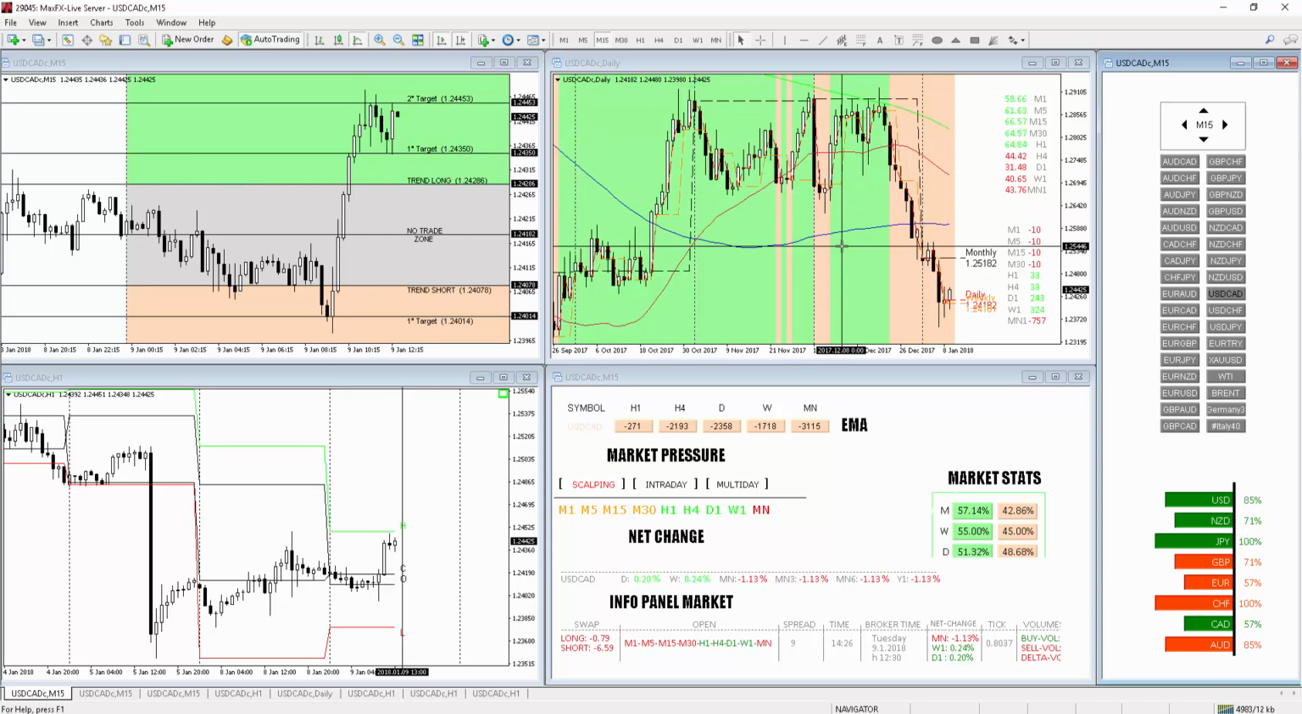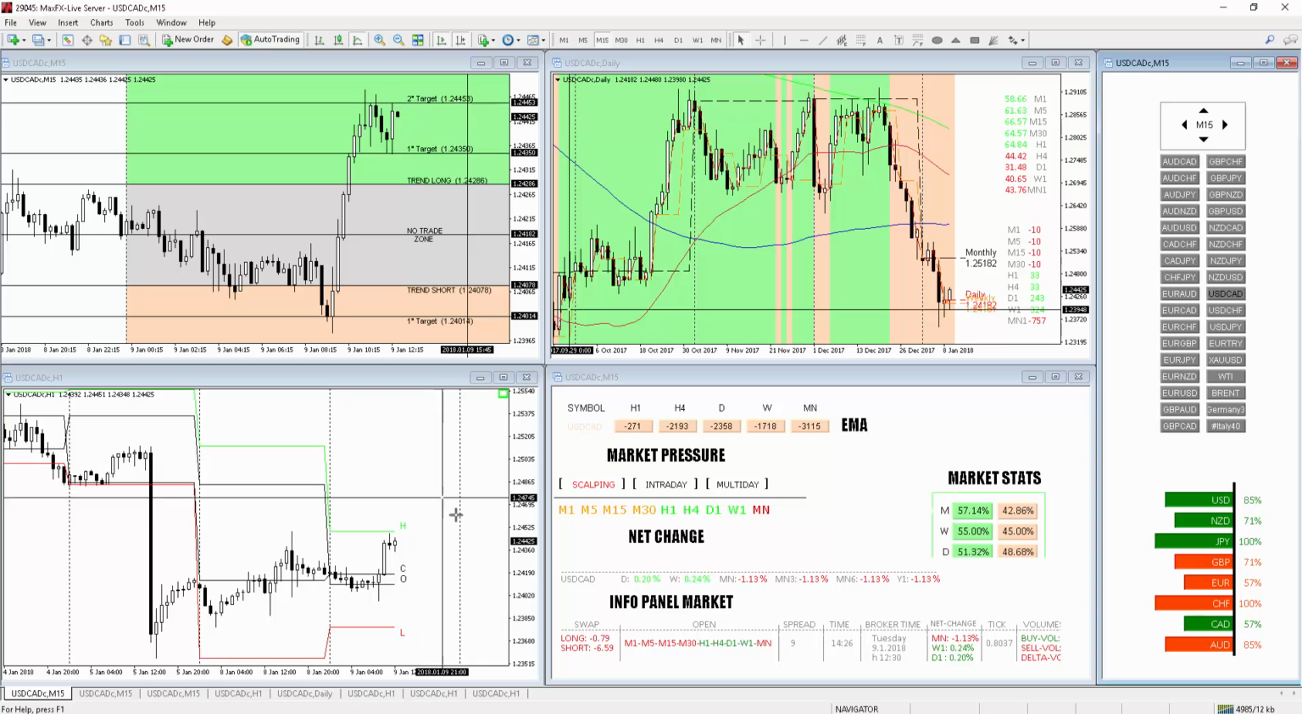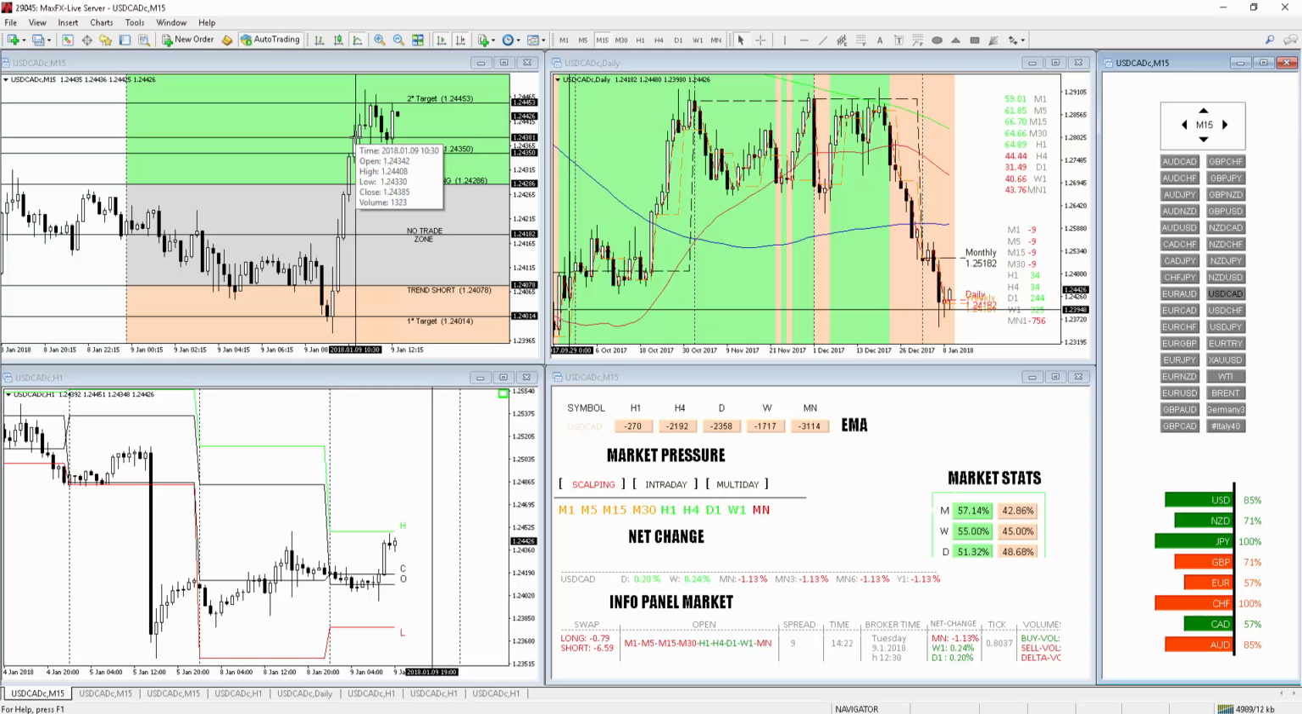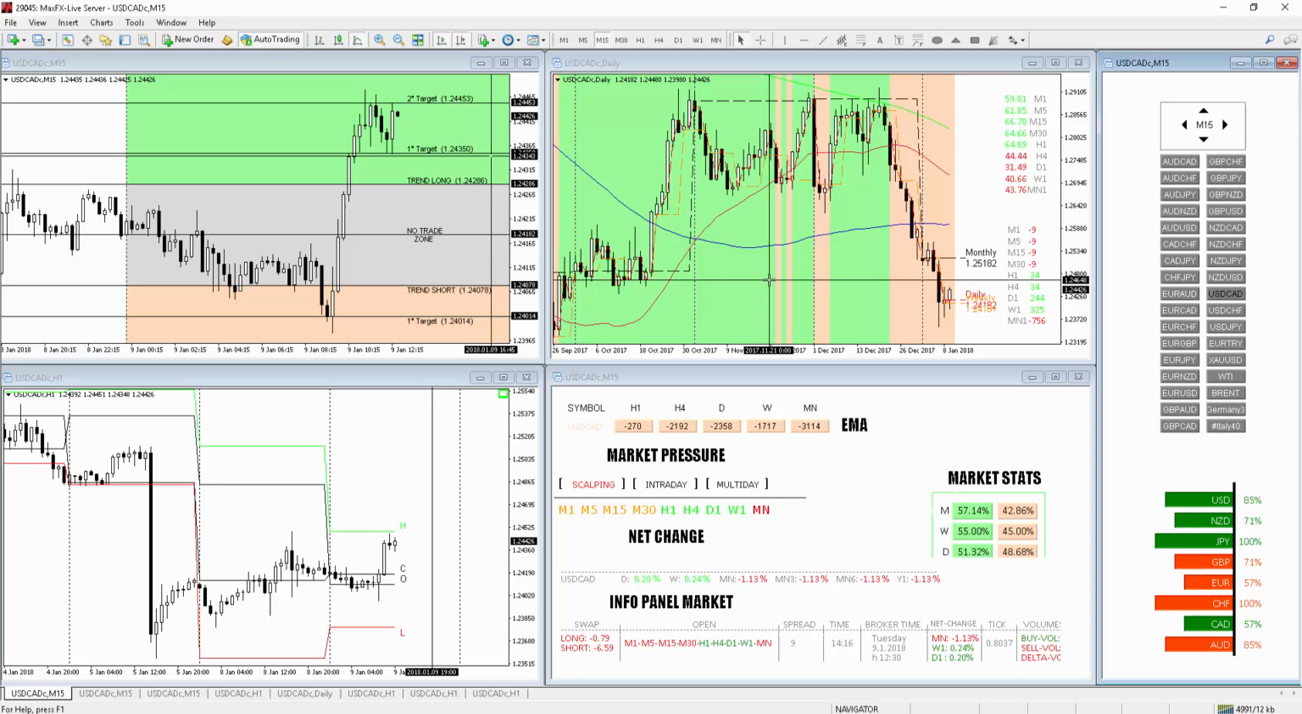US dollar Canada is moving in a bullish tendency just below the previous daily high. We're below target number 2 of the target geometry at 124.45, which was already broken. Should the market break the previous daily high, it could move towards the monthly opening at 125.18 with a statistical confluence and an RSI above 50 up to the H1 time frame.